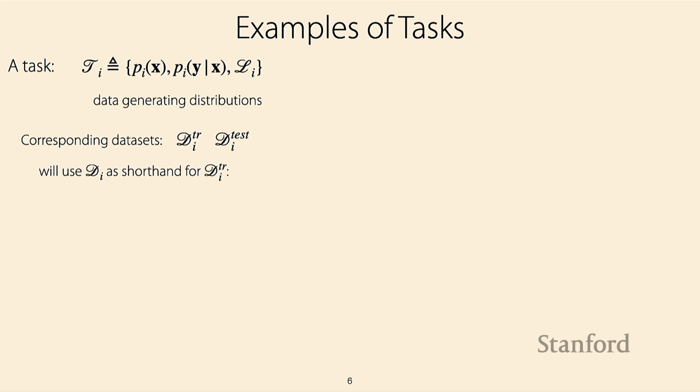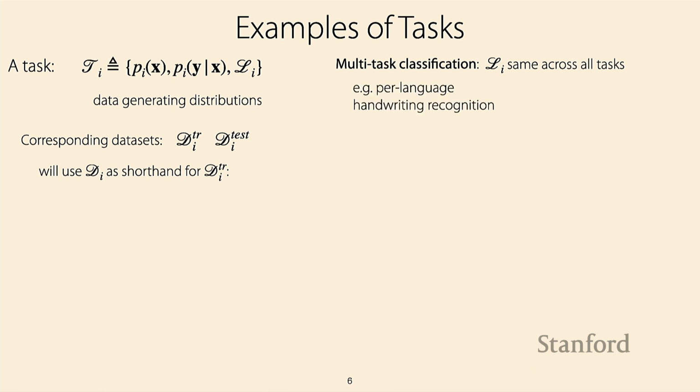So generally, a multitask learning problem is one where our goal isn't just to solve one task, but to solve a set of tasks. And the tasks could vary in different ways. So in something like multitask classification, the loss function will probably be the same across all the tasks. It will probably just be the cross-entropy loss.